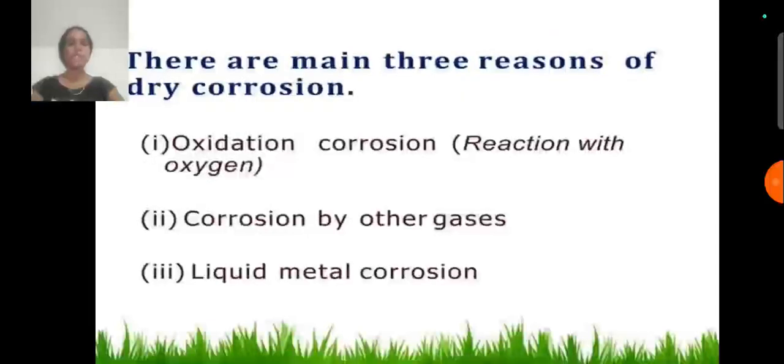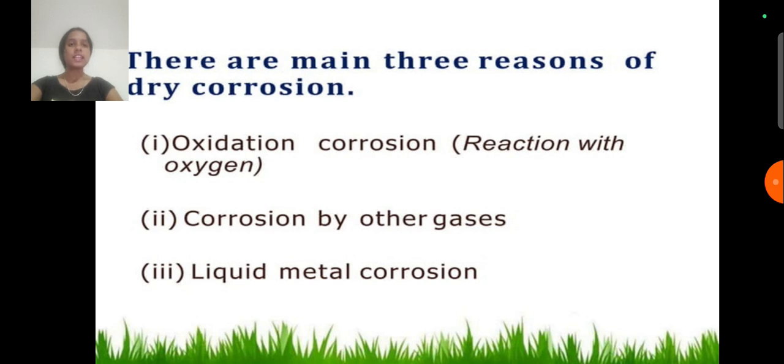And there are 3 main reasons for dry corrosion. The first one is oxidation corrosion, reaction with oxygen. The second one is corrosion by other gases. And the third one is liquid metal corrosion. Let us discuss them one by one. Oxidation corrosion means some of the metal directly reacts with oxygen in the absence of moisture. This is called oxidation corrosion. And the second one, corrosion by other gases, means that in a dry atmosphere these gases react with the metal and form corrosion products. This is called corrosion by other gases.